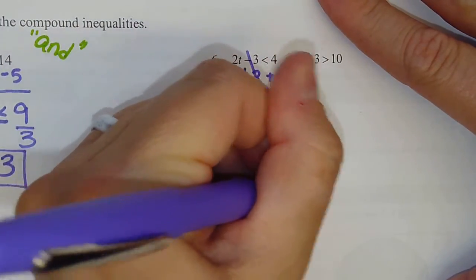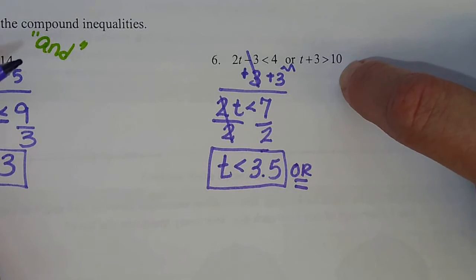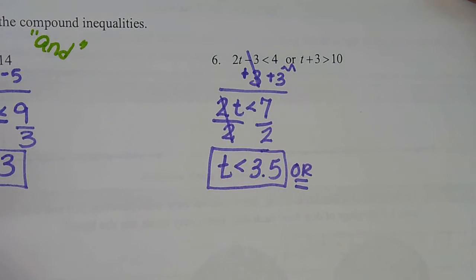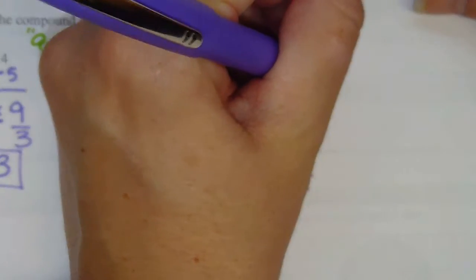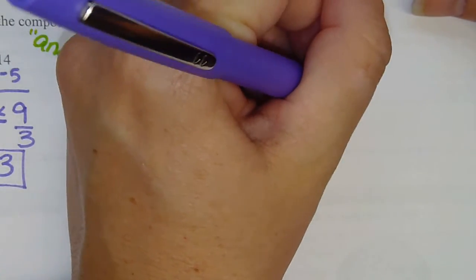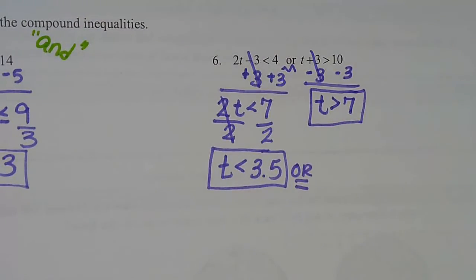Or, now we come over here. Now we have to solve this one. What's the only thing we have to do to solve that one? Subtract 3. T is greater than 10 minus 3, which is 7. So here are your two answers.